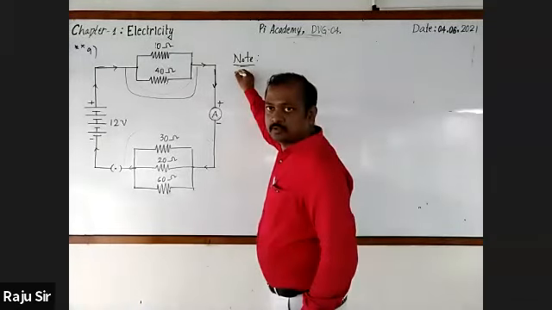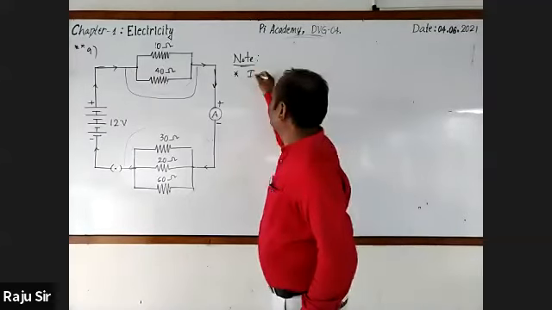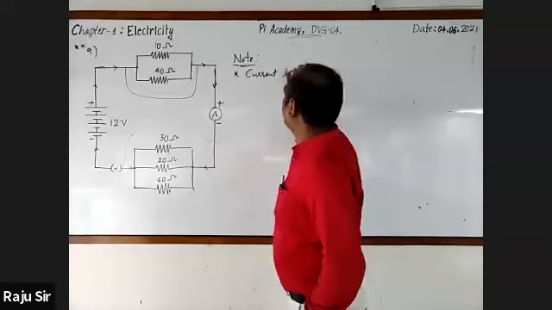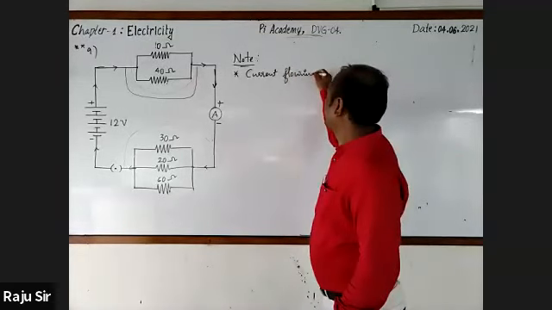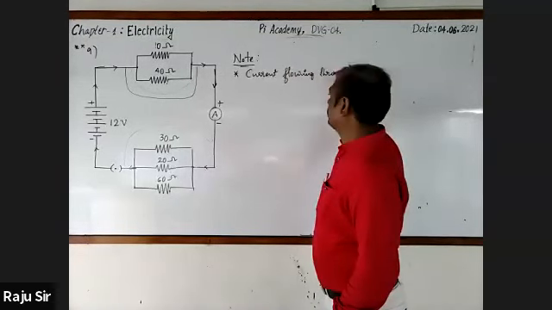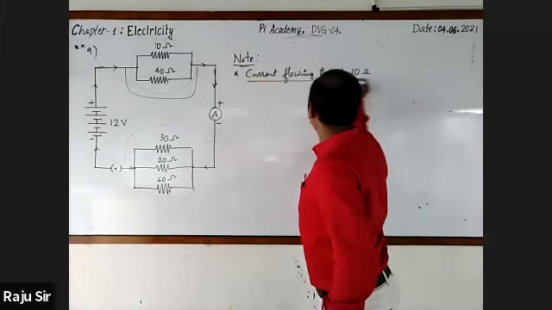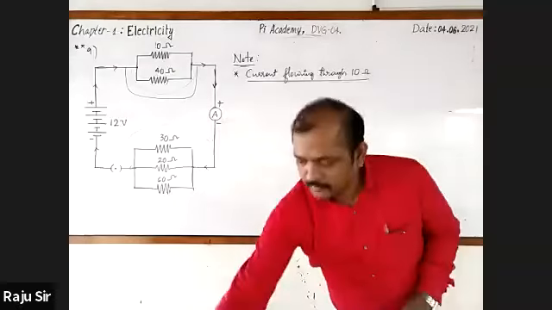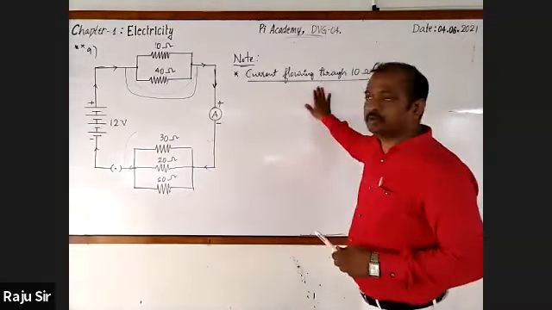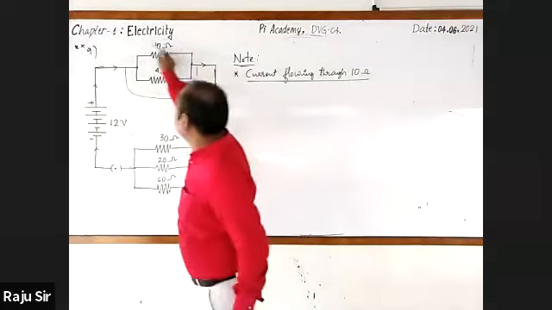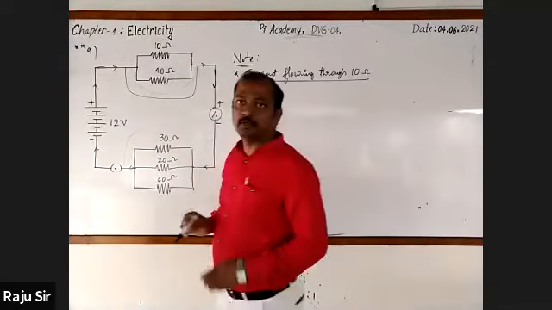In the note, sir, which current should we find? We are going to find out the current flowing through the 10 ohm resistor. To find that, you must know the voltage across the 10 ohm and 40 ohm.